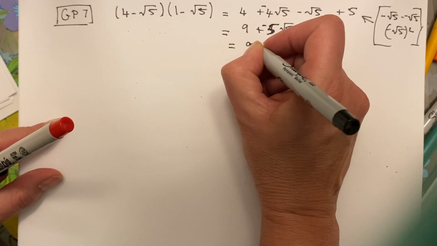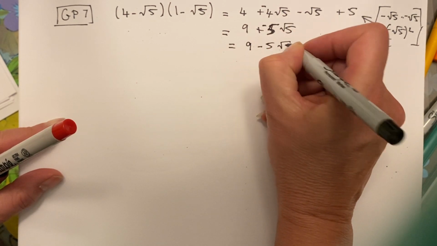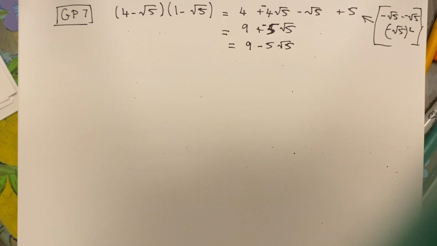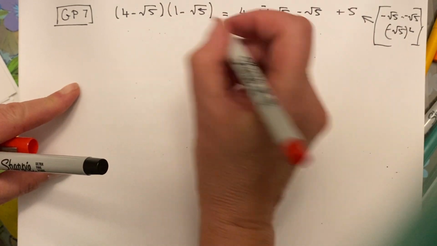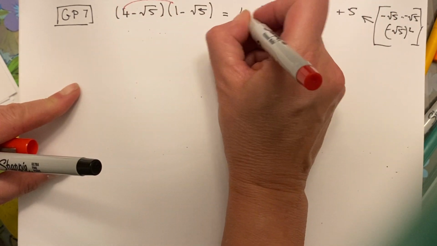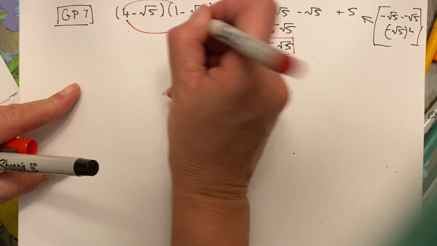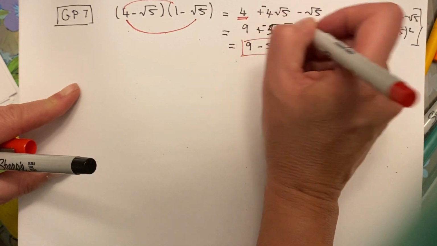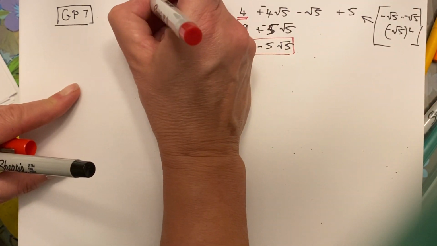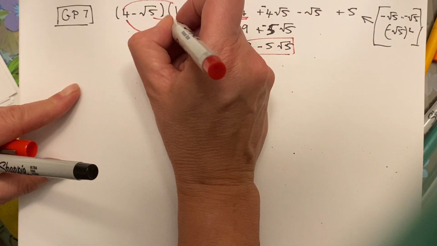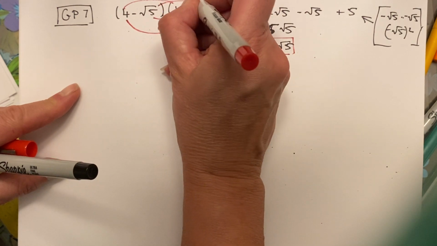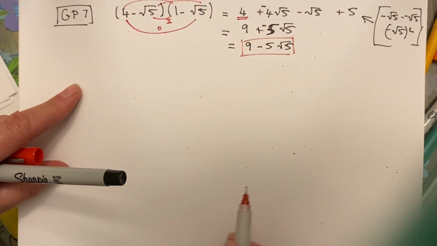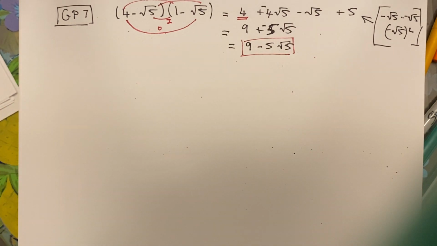So let me rewrite it properly. 9 minus 5 square root of 5. In case you're wondering about why I went back, when I first wrote my FOIL, I have first, that's 4, outer, 4 times negative 5, that's negative 4 square root of 5. Inner, negative square root of 5. And last, which is negative square root of 5 times negative square root of 5. Okay, so that is our answer to guided practice 7.